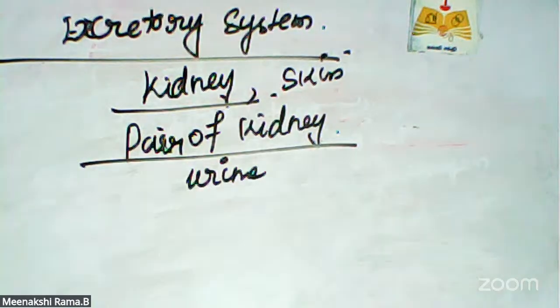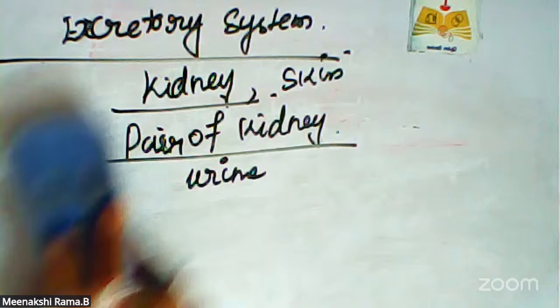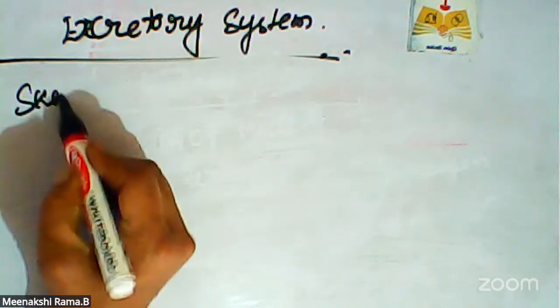Okay, lung is also excretory, because the waste air, carbon dioxide, is removed from our body. So that is also one of the parts. Okay. First excretory means skin, and then we are going to learn the kidney part.